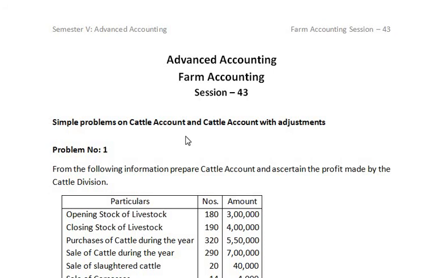Welcome to Farm Accounting Session 43. In the previous session, it was regarding basic concepts in Farm Accounting and Farm Accounting Format. In this session, this is regarding simple problems on cattle account and cattle accounts with adjustments. Let us see the problem.